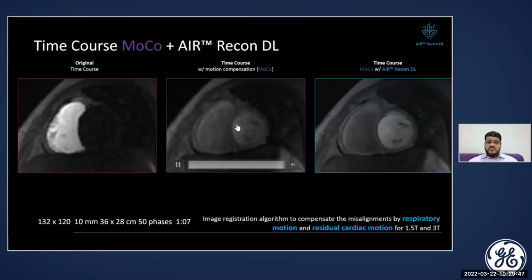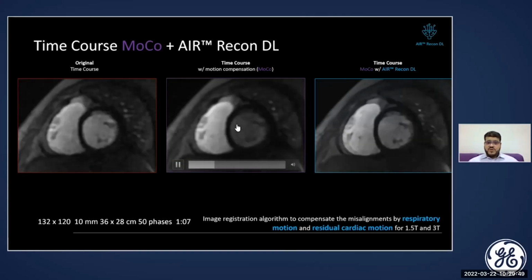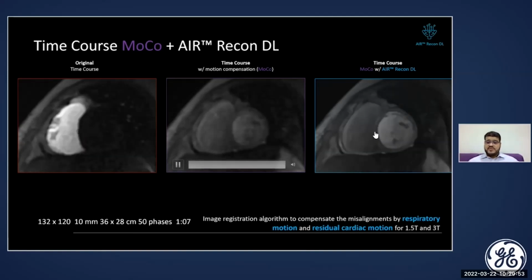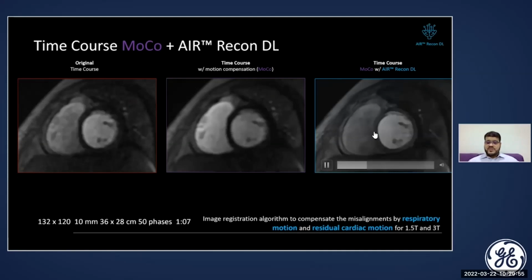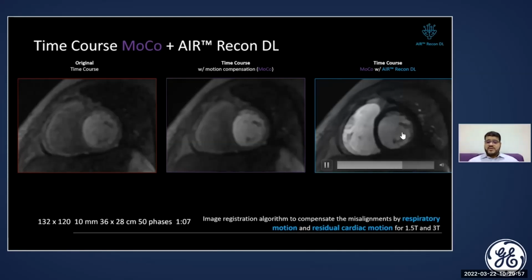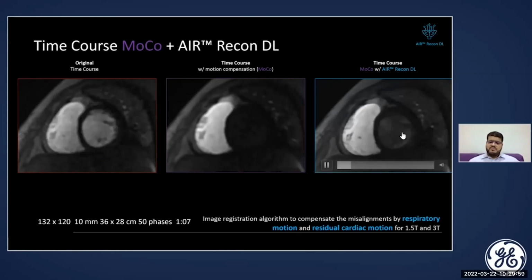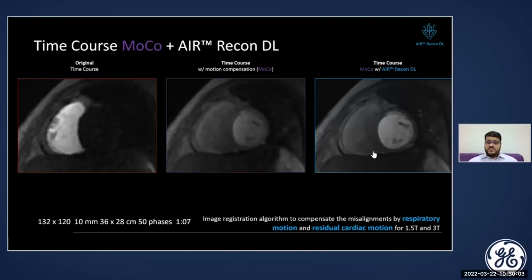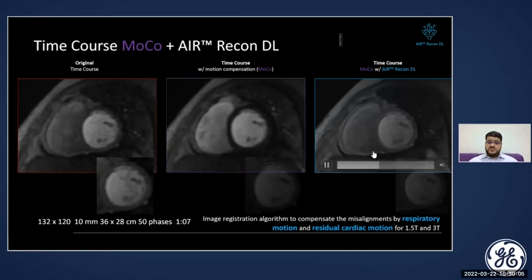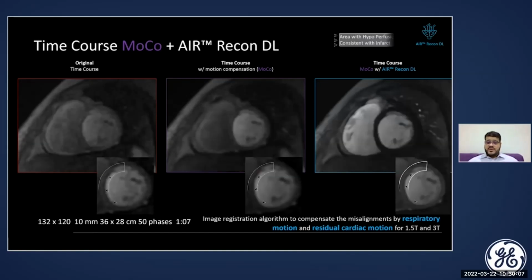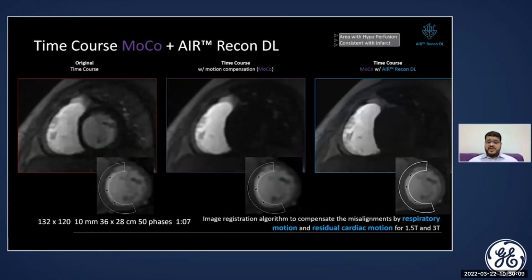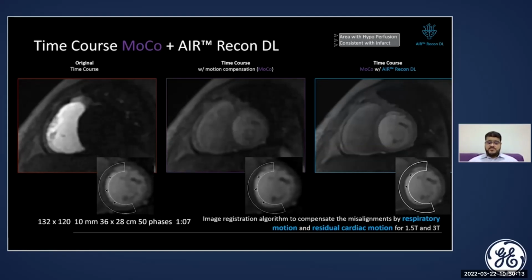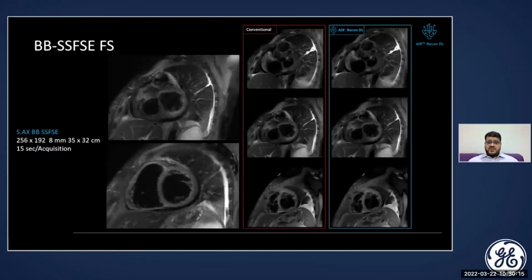But with motion correction and motion compensation, as well as deep learning image reconstruction, you can see here we have a beautiful image with a huge improvement in the signal to noise ratio, as well as motion, making the interpretation of these images much easier, and the reader can have confidence in the final interpretation of these images.